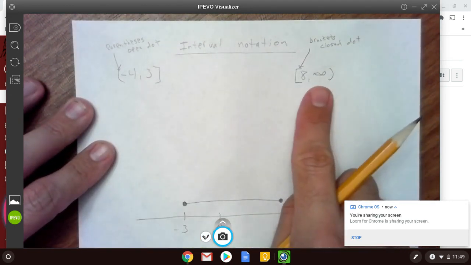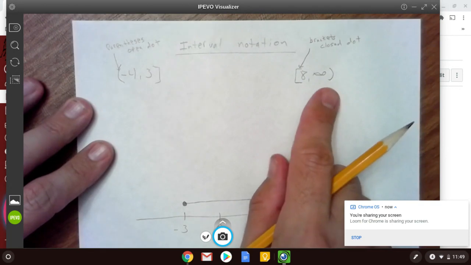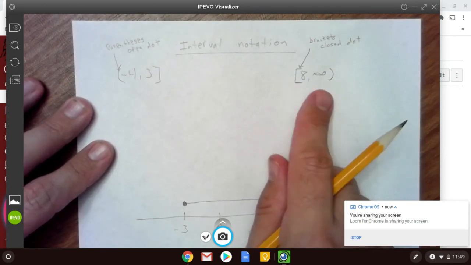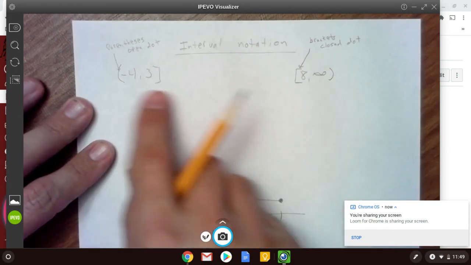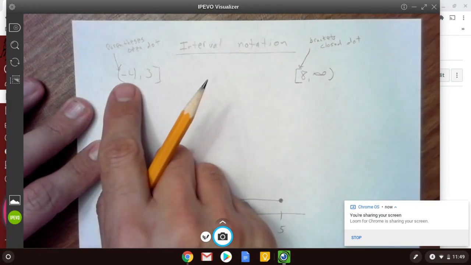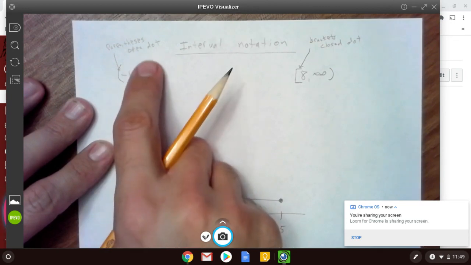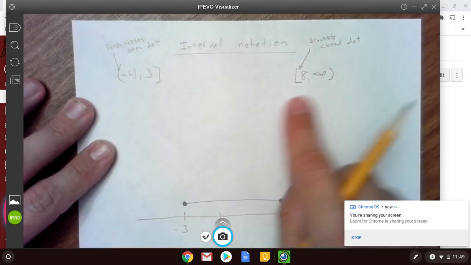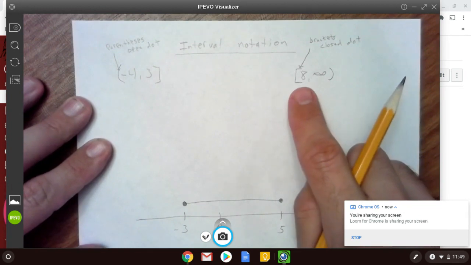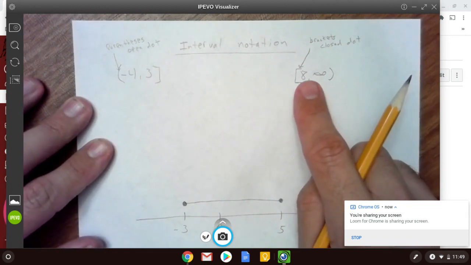When you've got two parts and brackets or parentheses. Right? So if it's a parentheses on that number, that means that it does not include that number. All right, it's kind of like the open dot. But if it's a bracket, it means it does include it. So that would be kind of like your closed dots.